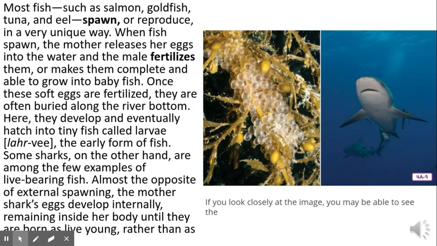Some sharks, on the other hand, are among the few examples of live-bearing fish. Almost the opposite of external spawning, the mother shark's eggs develop internally, remaining inside her body until they are born as live young rather than as eggs.